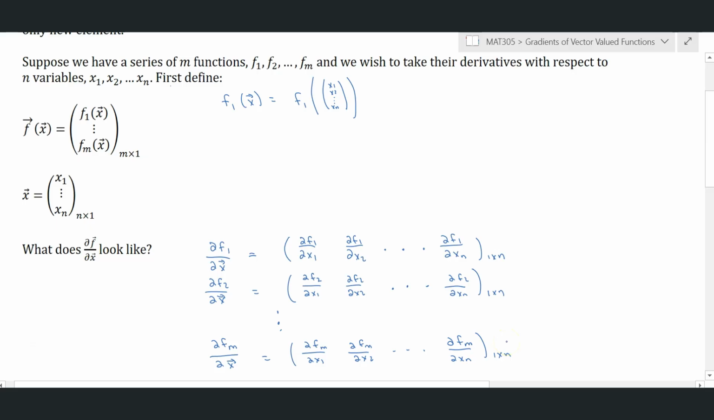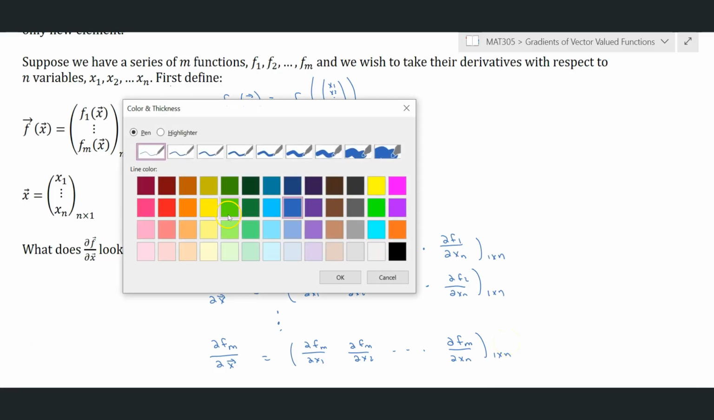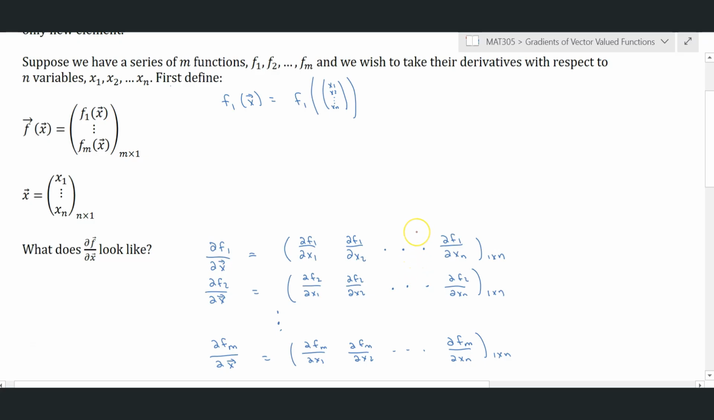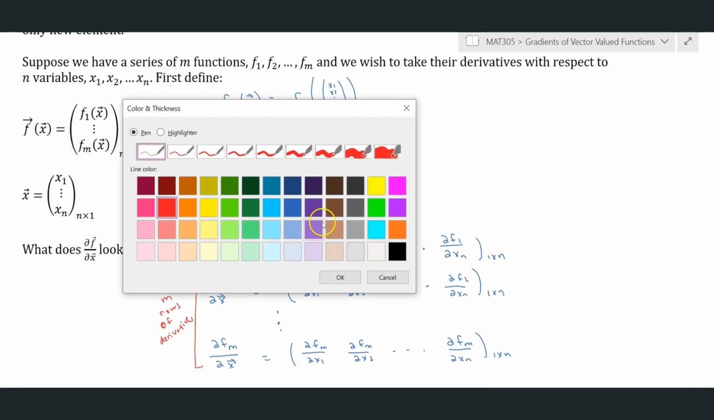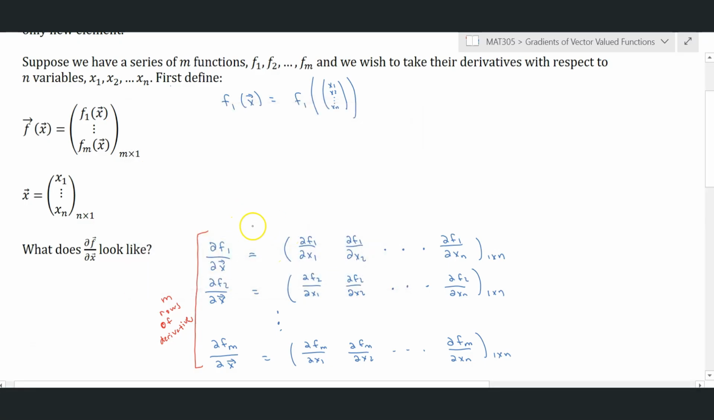Okay, that's a 1 by n. But notice that if we wanted to put this all into one matrix, one array, then we have a total of m rows of derivatives, n columns of derivatives, right? Here we are going to have n columns of derivatives.